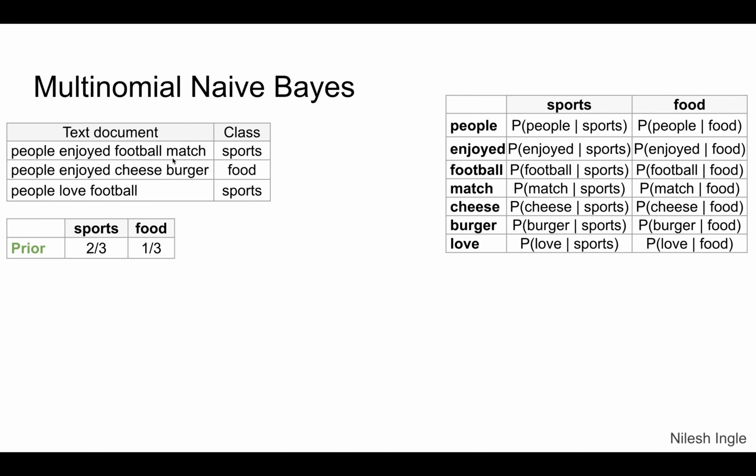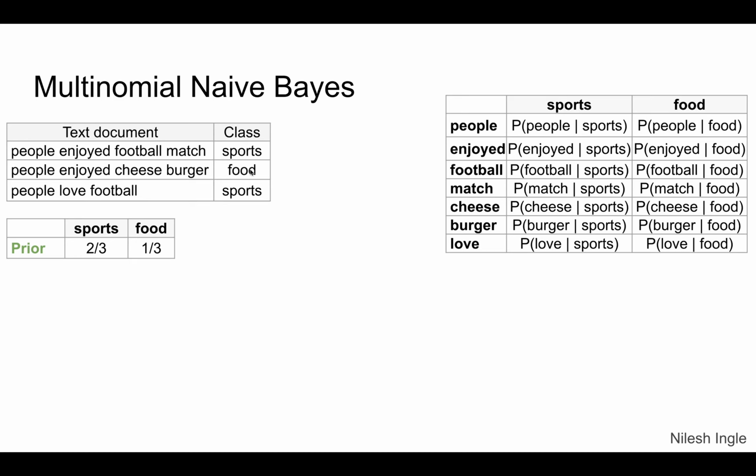And here, as an example, let's look at this particular table on the left hand side, where we have text, document, and class. So let's assume that each row is a document. People enjoyed football match. For this example's sake, let's think of that sentence as one complete document. And then the second document is people enjoyed cheeseburger, and the third document is people love football. Now the first and the third documents belong to class sports, and the second one belongs to class food.